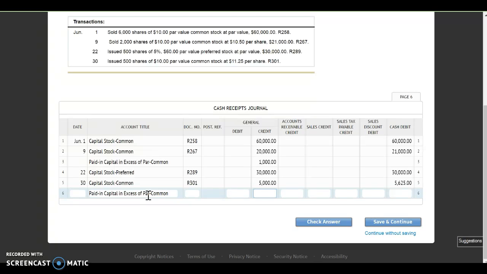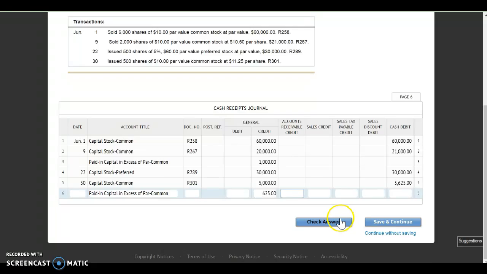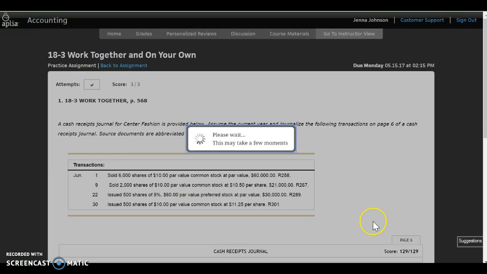Now, again, we can either find the difference or we can look at the difference here. So the difference is we sold it for an extra $1.25. So if we take 500 times $1.25, we should get $625. Okay, our debits equal credits now, so we are good. We can go ahead and say check answer and save and continue.